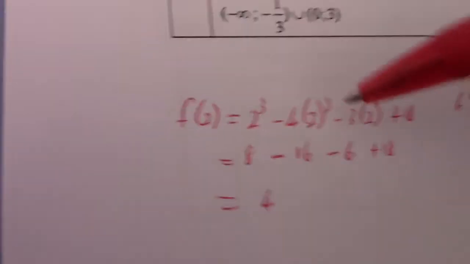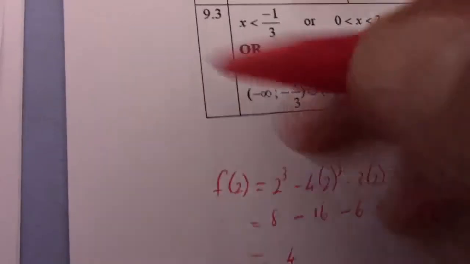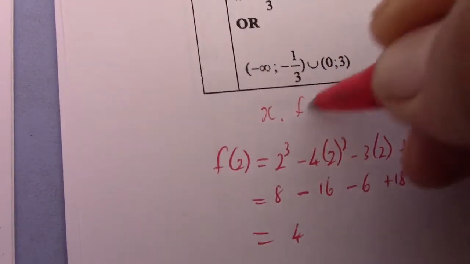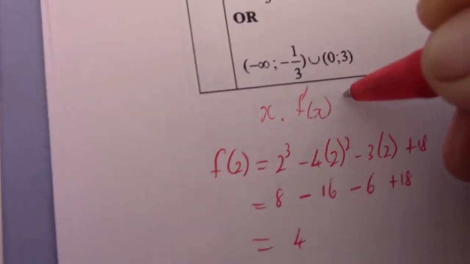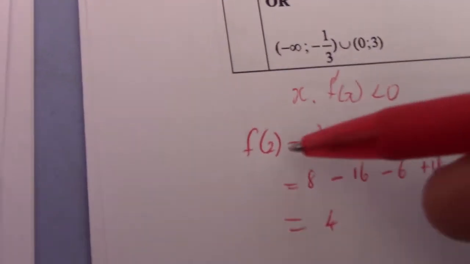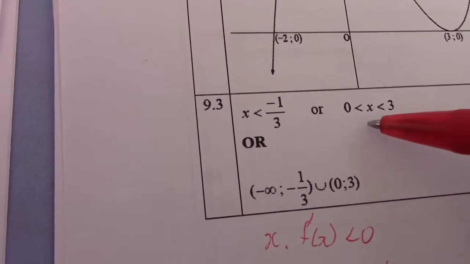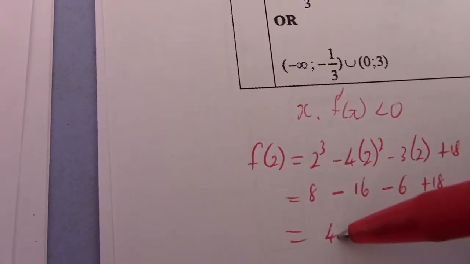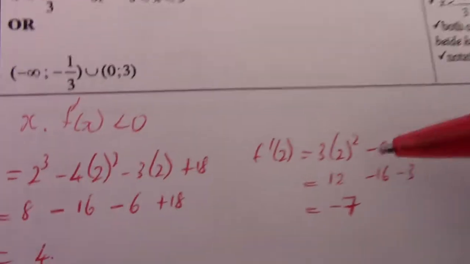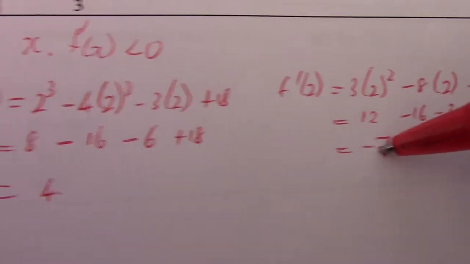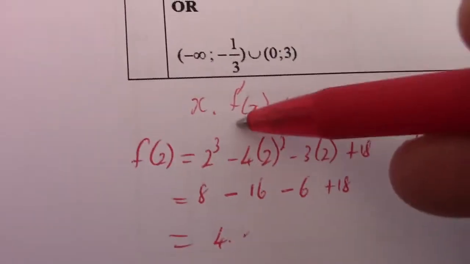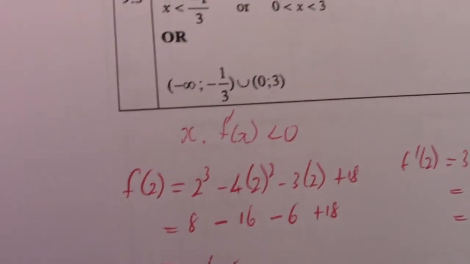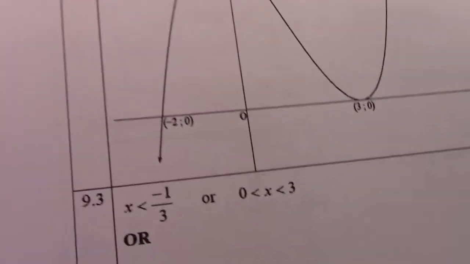So basically what they're saying, remember they said x times f′(x), the first derivative, must be less than 0. So if I take x less than 3, bigger than 0, if I take x as 2, my x value is positive. If I substitute 2 in the first derivative, it gives me negative. So negative times positive gives me negative, which is less than 0. So that's basically how we check whether the product is less than 0.